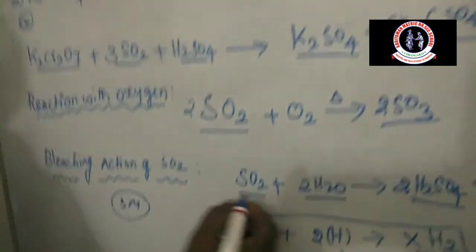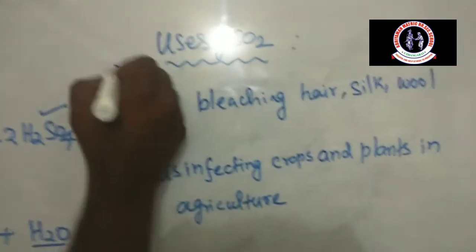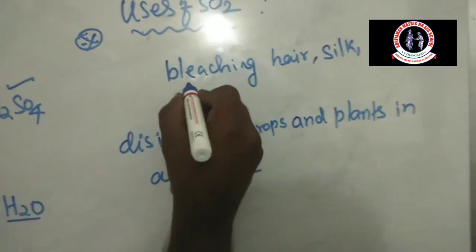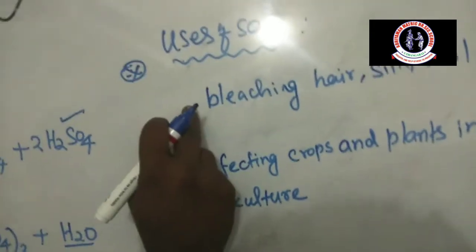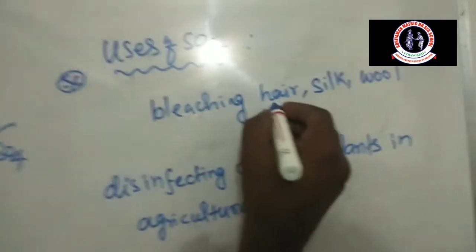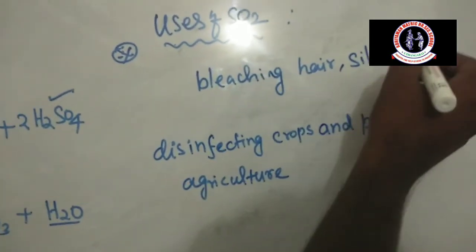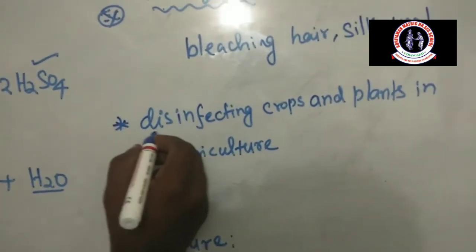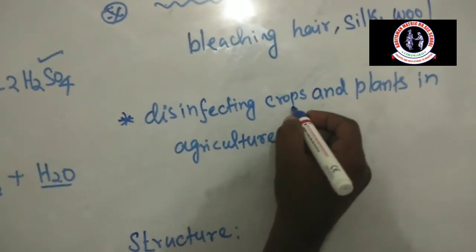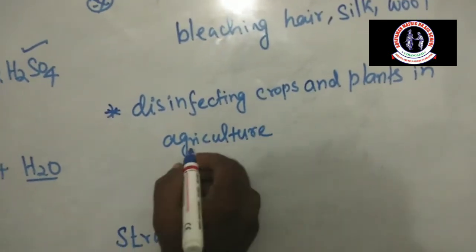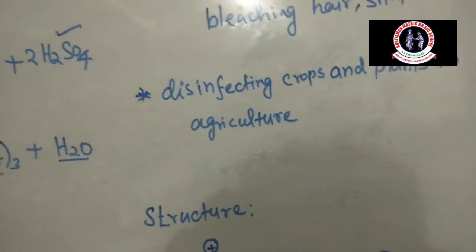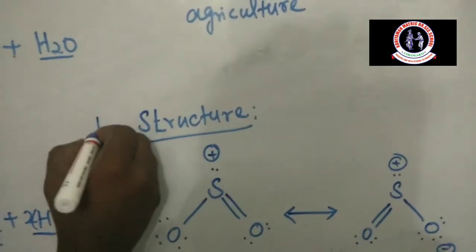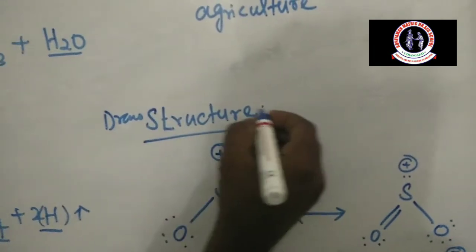Okay students, next topic is very important, a one mark question. Uses of sulfur dioxide. Sulfur dioxide is used as a bleaching agent for bleaching hair, silk, wool, etc. Next one, it is a disinfectant, used for crops and plants in agriculture.